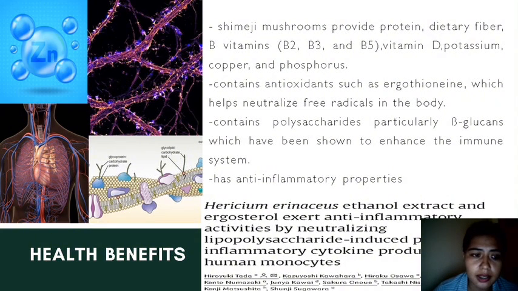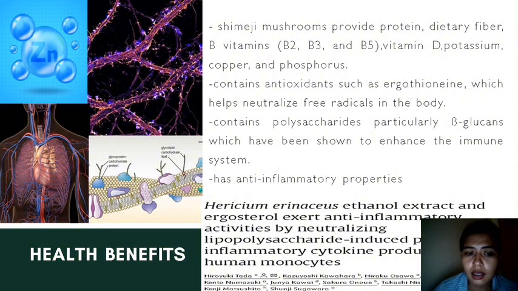So it also has antioxidants such as ergothioneine, which helps neutralize free radicals in the body. Ergothioneine is an amino acid that is mainly found in mushrooms and red and black beans. So this amino acid can reduce oxidative stress and may help prevent chronic diseases, including certain cancers and cardiovascular issues.